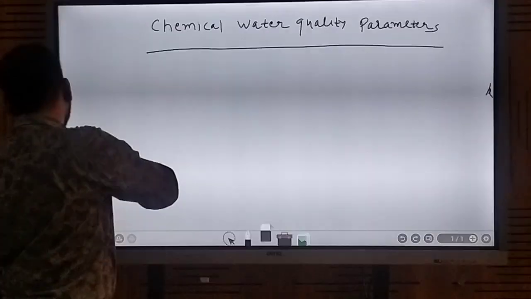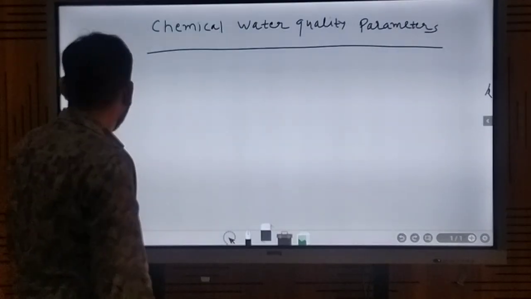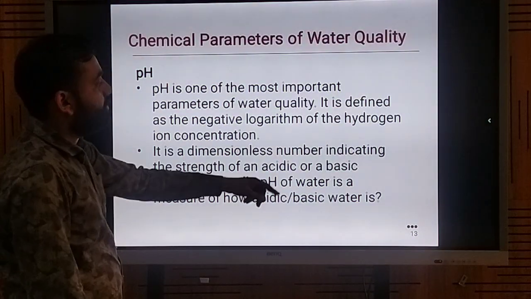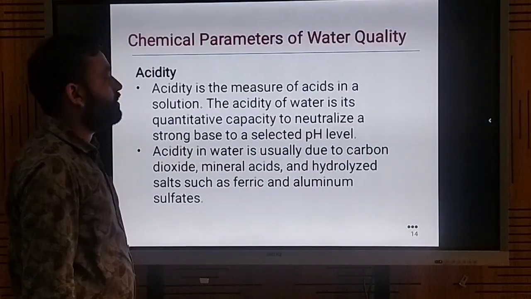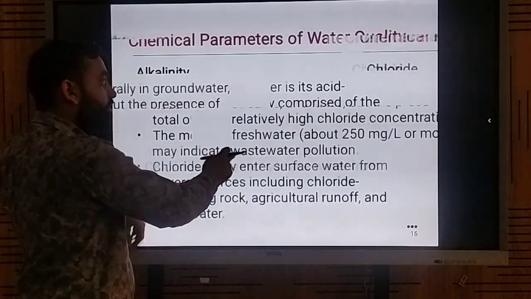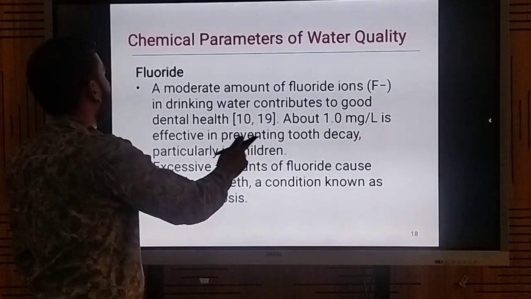If we look at the slides, pH is a chemical water quality parameter, along with acidity, alkalinity, chloride, and nitrogen.